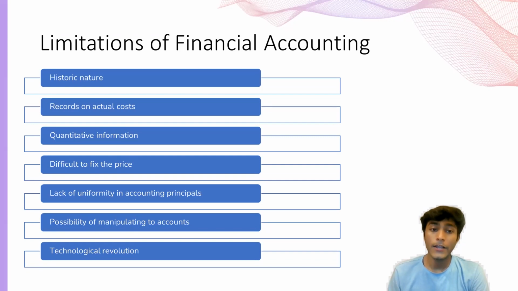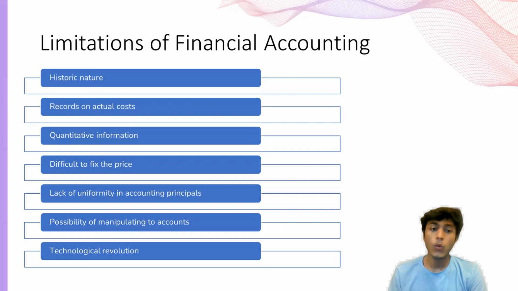Second is the recording at actual cost. For example, there is a certain way of recording the cost. It could be capitalizing a particular cost or it could be creating an expense. So there are certain limitations regarding recording on the actual basis.